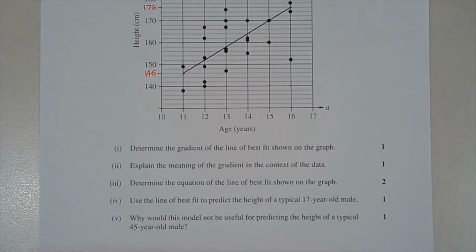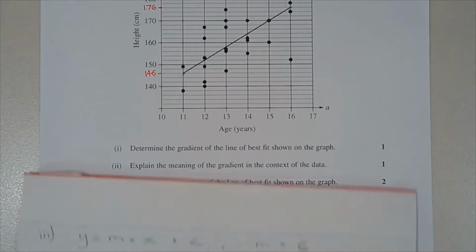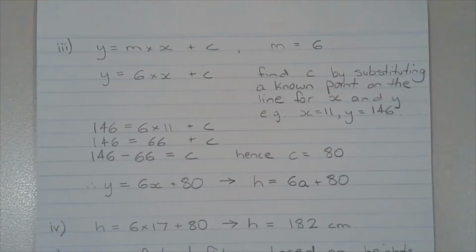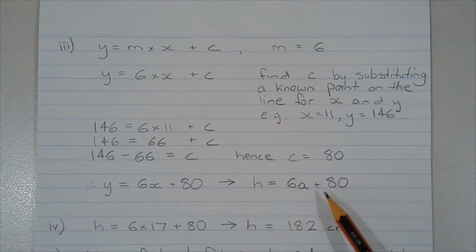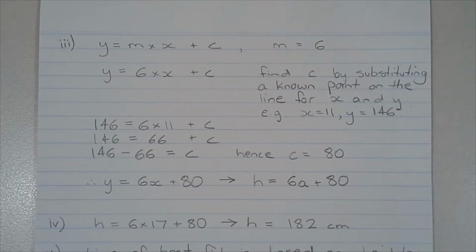Part 4. Use the line of best fit to predict the height of a typical 17-year-old male. So we're going to use the equation that we found in part 3. H equals 6a plus 80. A represents the age of the male, and it's 17 years of age. So we're going to substitute 17 for a. So H equals 6 multiplied by 17 plus 80. And of course, evaluating that, we get H equals 182 centimeters.